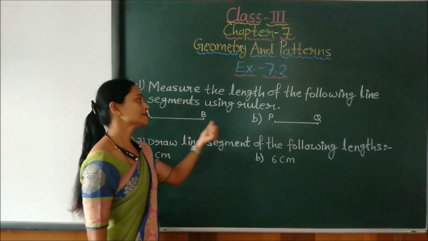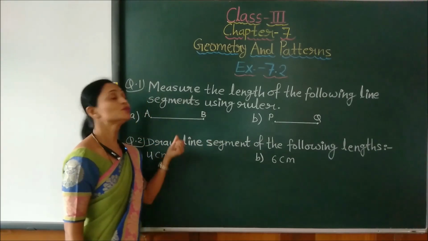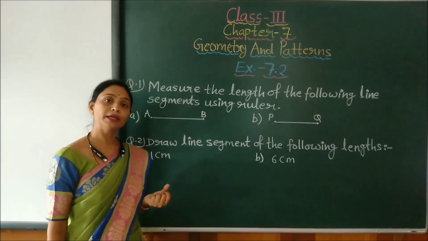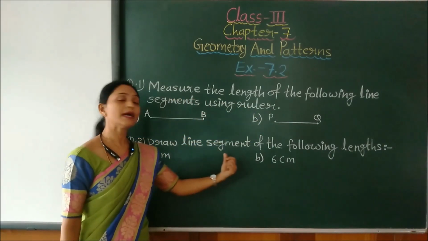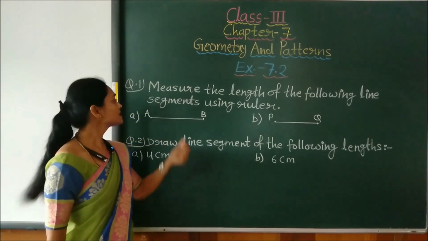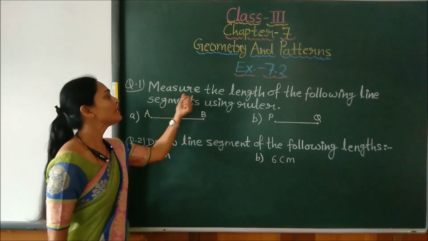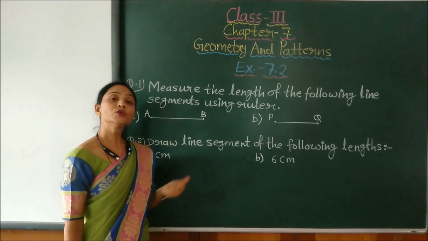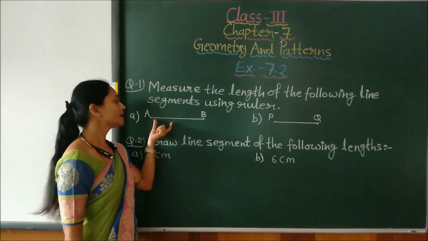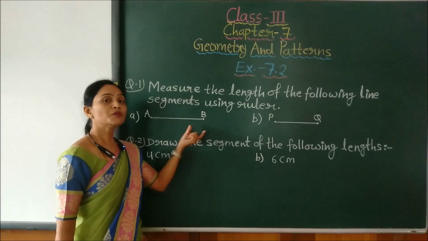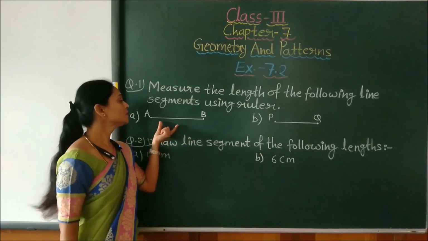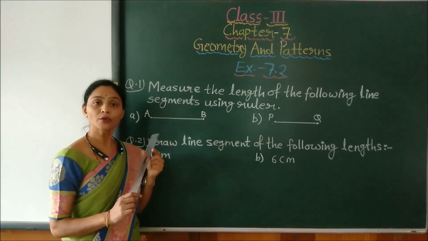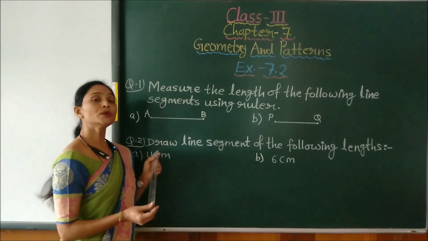See children, in this exercise we are going to learn how to measure the length of any line segment and how to draw the line segments. Yes. So first we will see question number 1. Measure the length of the following line segments using the ruler. Here already this line segment is made. So we have to measure the length of this line segment. So for that we have to use this ruler. Yes. What to do? How to measure?